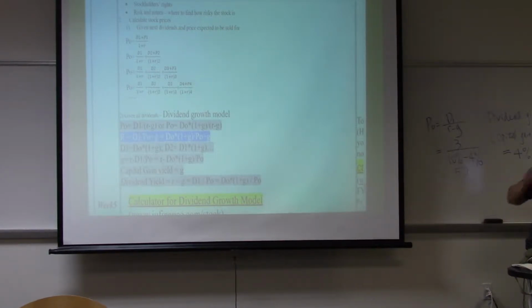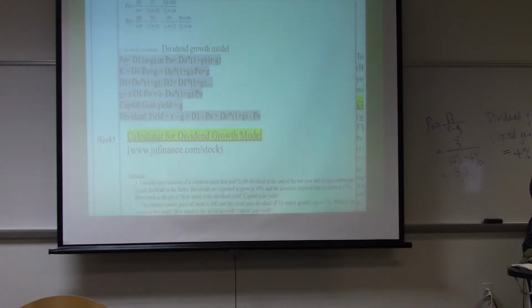So if the price is given, G is given, D1 is given, or D0 is given, you use this equation to get R, the stock return. Okay, so really that's all. If it's asking you for future dividend, like D1 is given, D2 is just D1 increased by G. D3 is D2 increased by G. So that's all for this chapter.